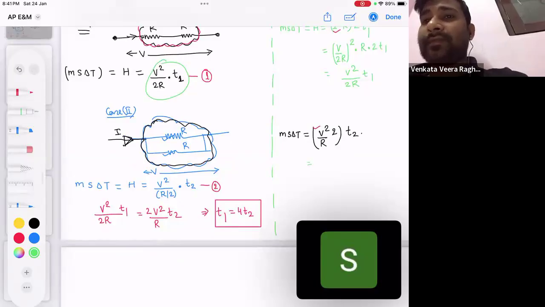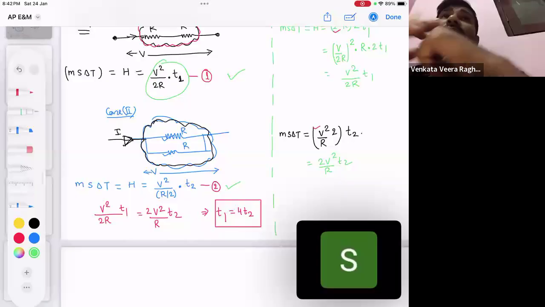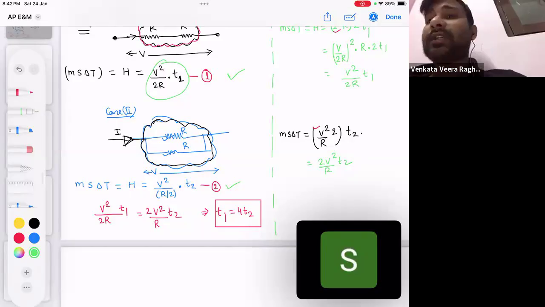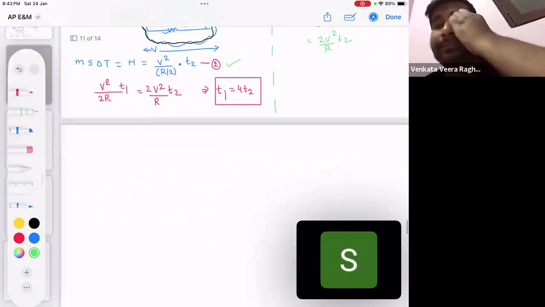And what do we have here? 2V square by R into T2. See that? Is the second expression as it is what we have written here? Look at equation 1 and 2. And then I will compare it. Again, the voltage is common, it will get cancelled out. So whatever way you want, you can calculate it, but make sure that the voltage and current you are using in the calculation should not get confused. Understood? Yes, sir.